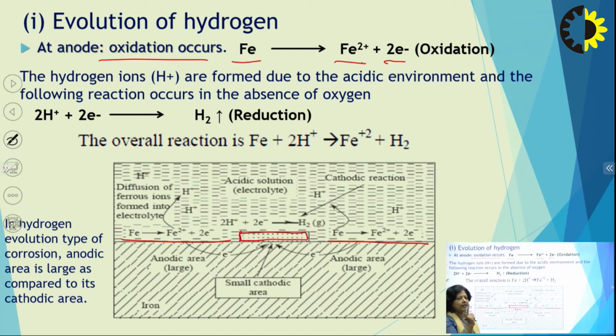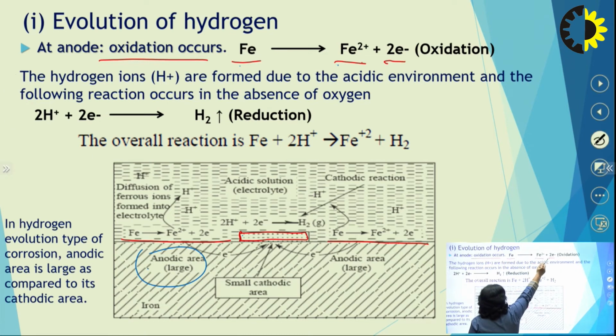Corrosion will always occur at the anode. So what part of the metal is going to corrode? That is the anodic area. What reaction will happen here? Iron will convert into Fe2+ by losing 2 electrons. Now these electrons are going to move towards the cathode. Why? Because here the H+ is going to be captured.